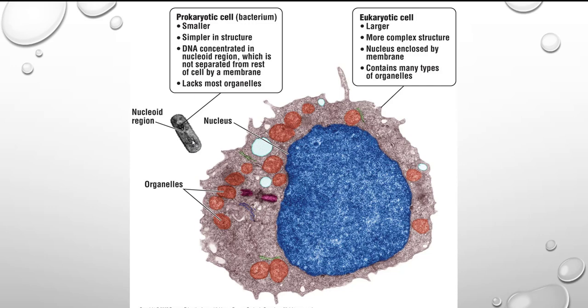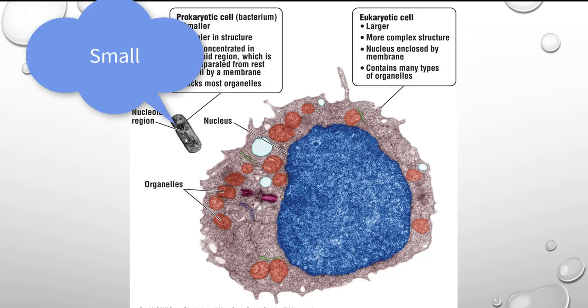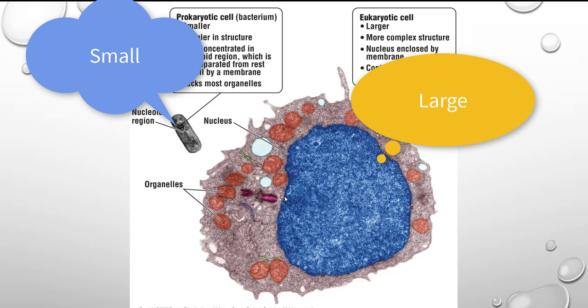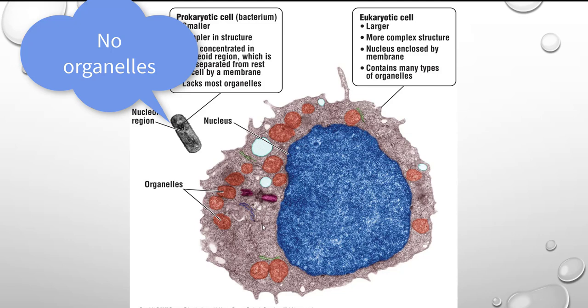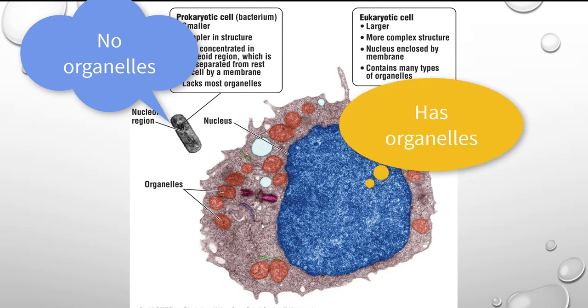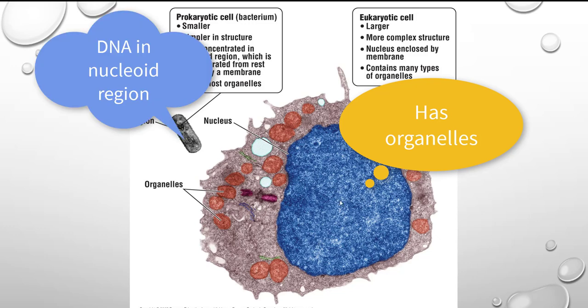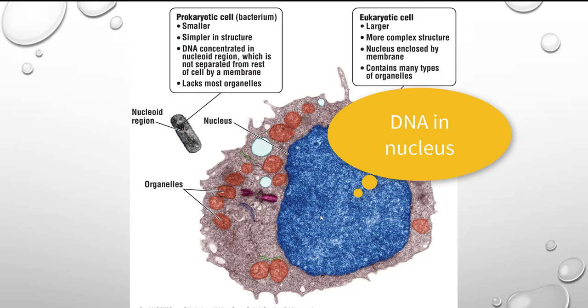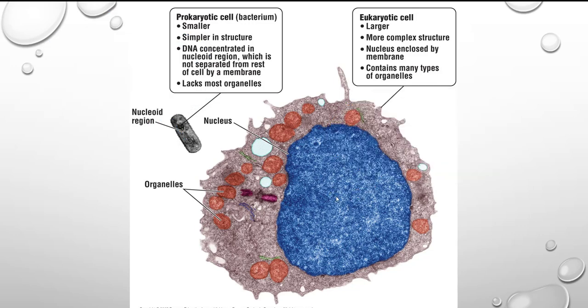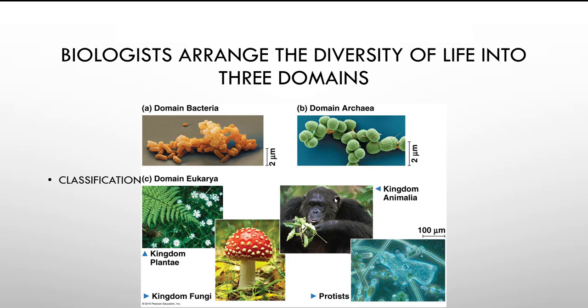Okay, so just to review, our prokaryotic cell is small, eukaryotic cell large. Prokaryotic cell has no organelles, eukaryotic cell has many. Prokaryotic cell has a nucleoid region where its DNA is housed. The eukaryotic cell has a nucleus, which is a double membrane structure where the DNA is housed. Okay, and then finally for examples.